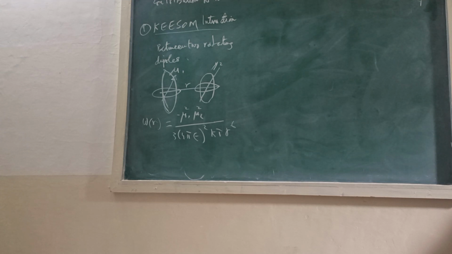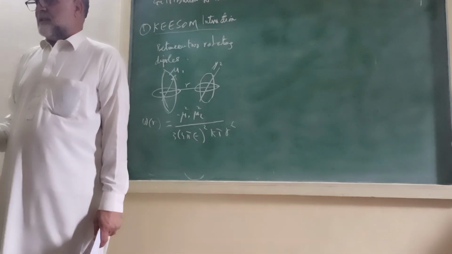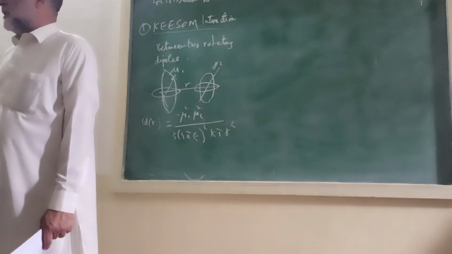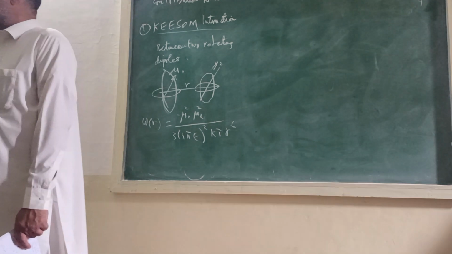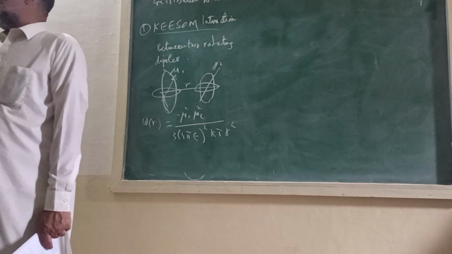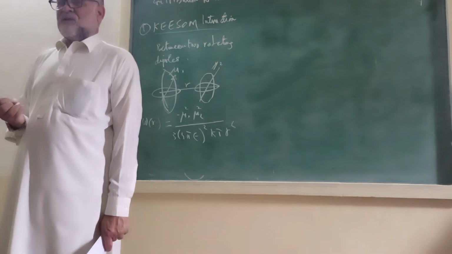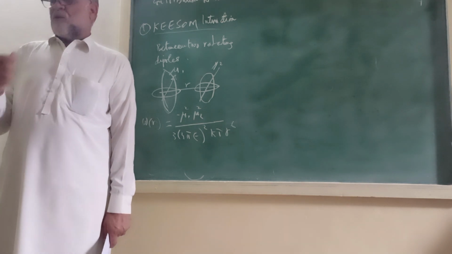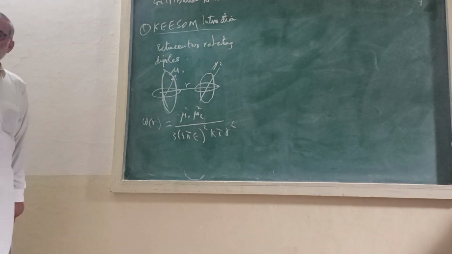The interaction energy between two charges varies as 1 over r. The interaction between a charge and a dipole varies as 1 over r squared. The interaction energy between two fixed dipoles varies as 1 over r cube. Now the interaction energy between rotating dipoles varies as 1 over r to the power 6.